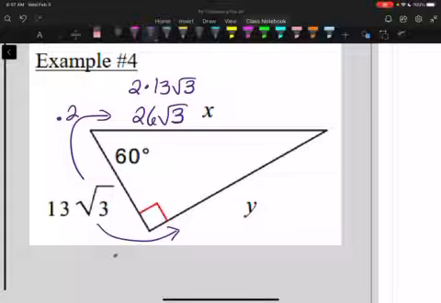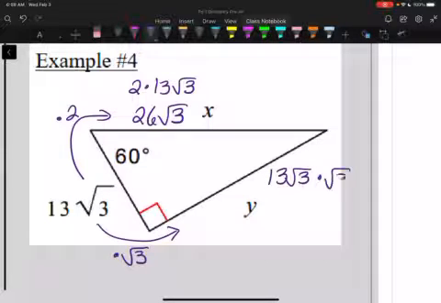And then to my long leg, I'm going to multiply by the square root of 3. So that's 13 square roots of 3 times another square root of 3. So this time I can multiply my radicals together. So that gets you the square root of 9, which is 3. So 13 times 3, which is 39.